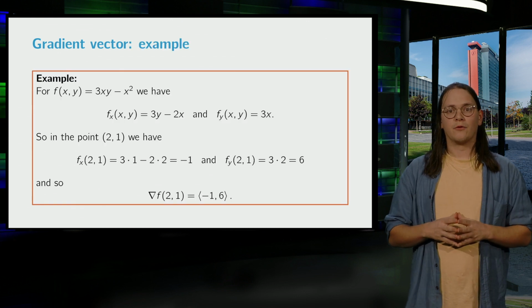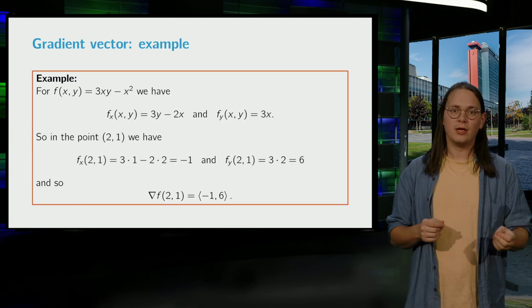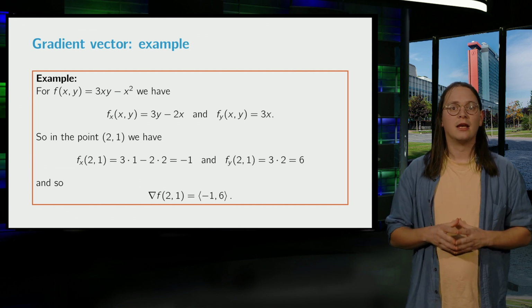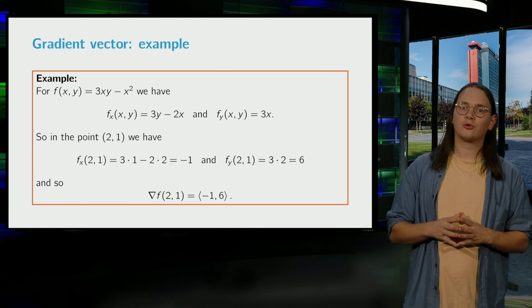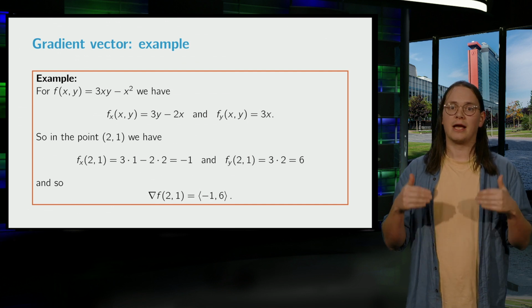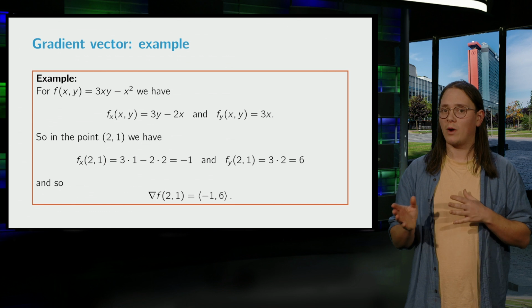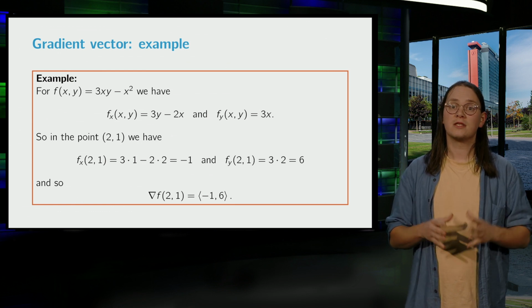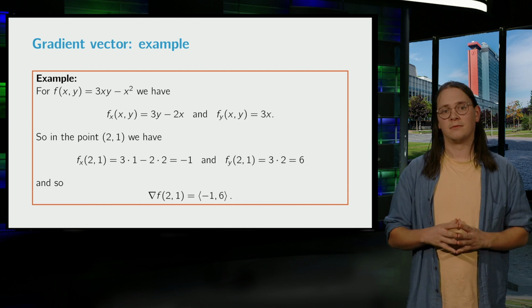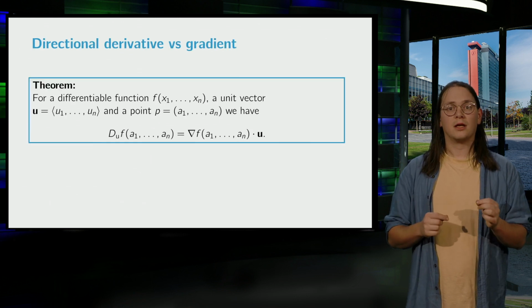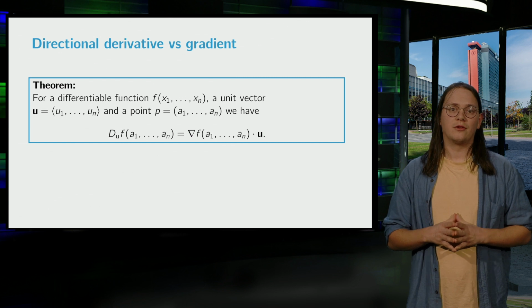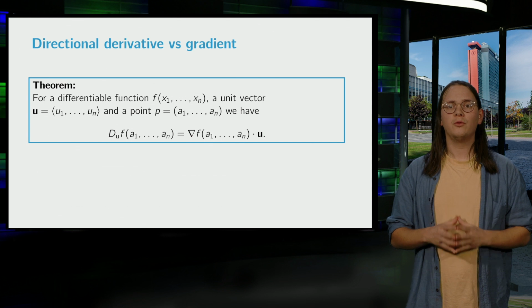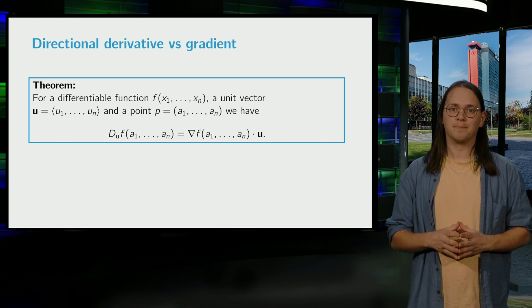For example, for the function f given by 3xy minus x squared, we can compute as indicated on the slide that in the point (2, 1), the partial derivative in the x direction is given by -1, and the partial derivative in the y direction is given by 6. And so the gradient vector at that point is (-1, 6). Indeed, now we see that the directional derivative in the direction u at the point P is given by the dot product of that vector u with the gradient vector at that point P.